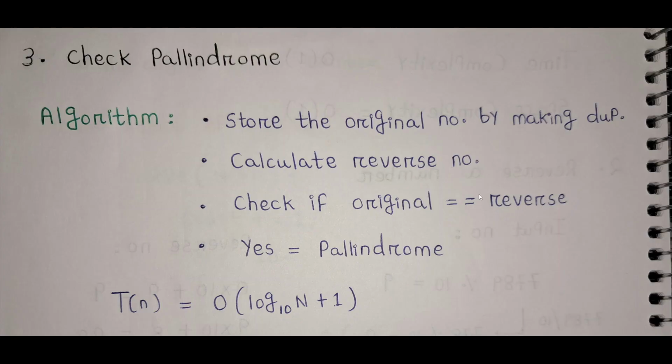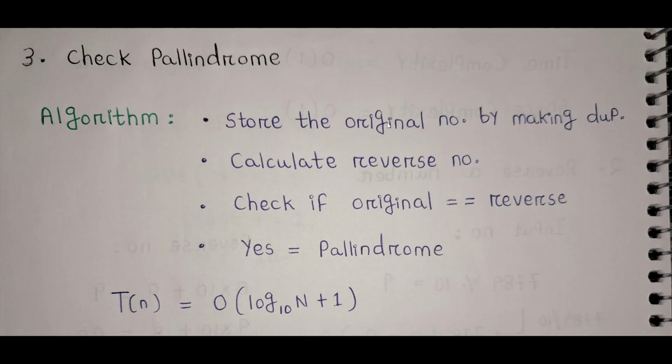So our algorithm will work in such a way that first of all, we will store the original number in another variable because we are going to perform some operations on the original number, such as extracting the digits, then making the reverse number out of it. In order to do that, we have to do some operation on the original number. So that's why we are going to store it in another variable so that we can check at last if the original number is equal to the reverse number or not.